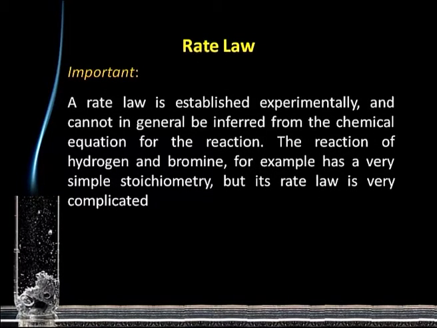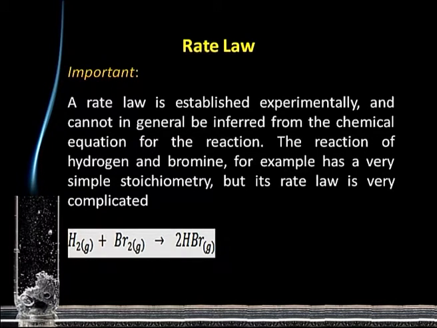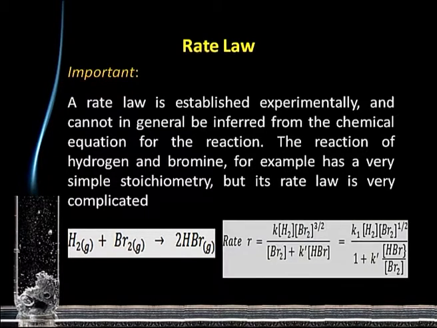It's important to know that a rate law is established experimentally and cannot be predicted from the stoichiometric equation. Take this example to illustrate. H2 plus Br2 gives you 2HBr. A very simple reaction. Stoichiometry is simple. 1 mole of H2 plus 1 mole of Br2 gives you 2 moles of HBr. And we expect a very simple rate law. And look at the complex rate law that you have.